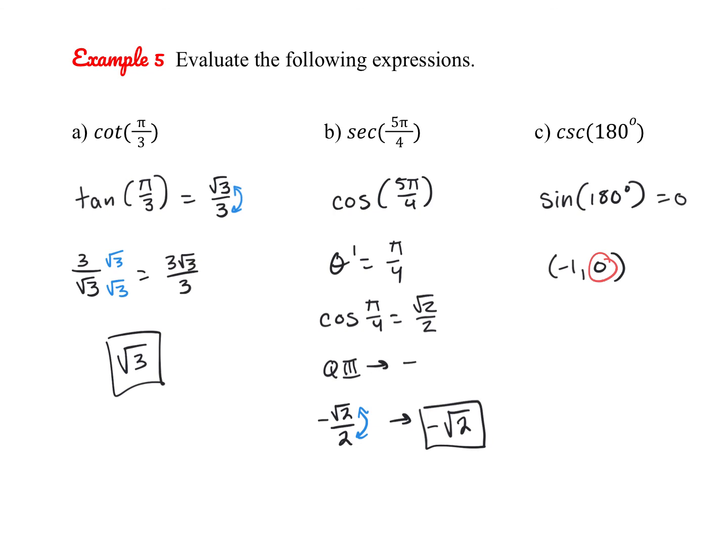So maybe you're thinking, well, what's the reciprocal of 0? Think of it as 0 over 1. If you take the reciprocal of 0, you get 1 over 0, which is just undefined. So the reciprocal of 0 is always going to be undefined, and the reciprocal of undefined is just 0. So again, instead of finding cosecant, we're really just finding the sine of 180 degrees, and then taking the reciprocal of that answer.